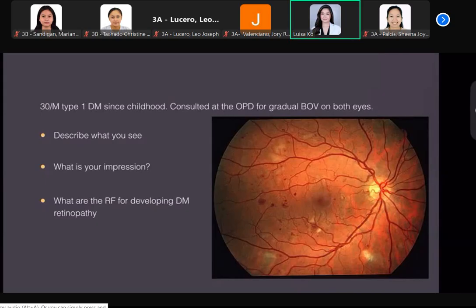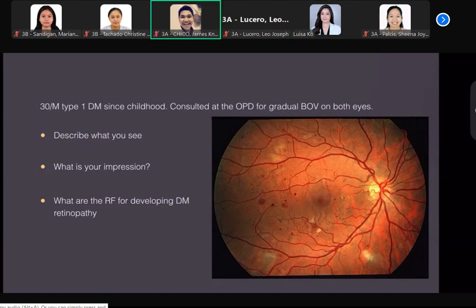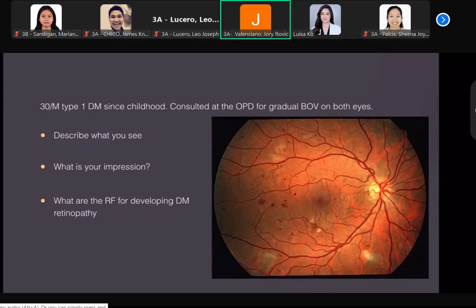Okay, aside from duration? Control, Doc. Hypertension, Doc. Okay, good. What else? Hyperlipidemia. Okay, all those other systemic risk factors. Pregnancy increases the risk for developing diabetic retinopathy because it messes more with the control of the sugar. Also, in pregnancy, there are higher levels of vascular endothelial growth factor.